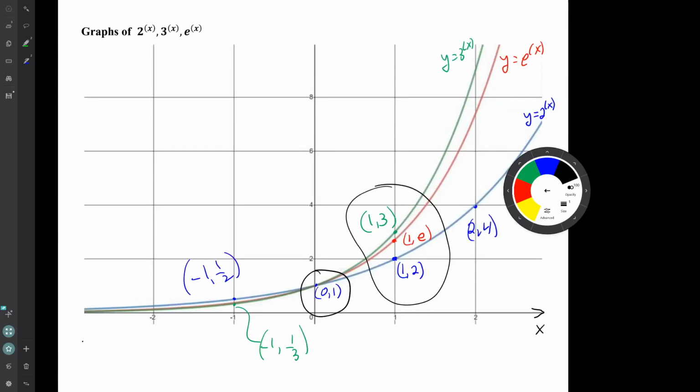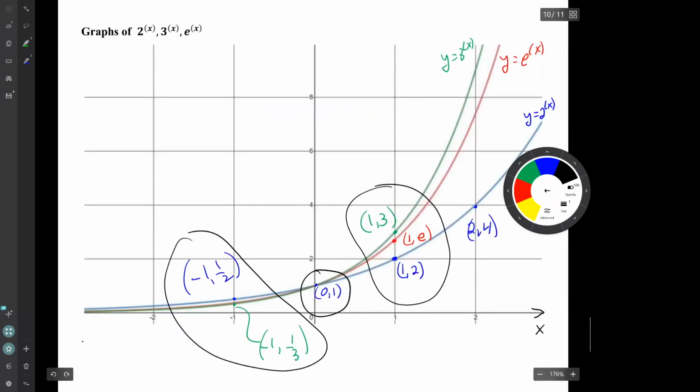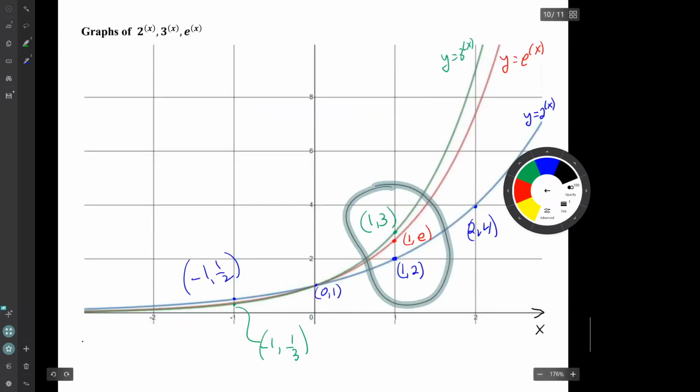Another easily recognizable point is this one, negative 1 comma 1/2, negative 1 comma 1/3. Those points are all of the form negative 1 comma 1 over b. Let's go up and look at our table of data. When x is negative 1, b to the x is b to the negative 1, which is just 1 over b. So that's one bit of common behavior of those graphs, the 3 recognizable points.